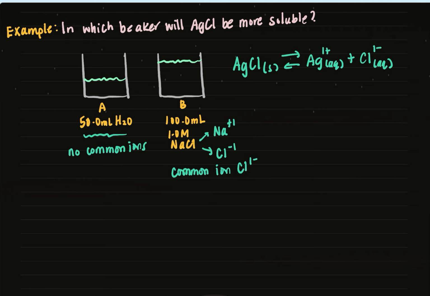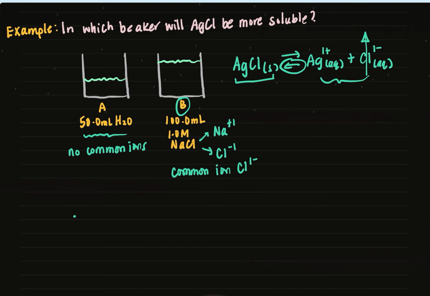Once again, what will that do? That's going to increase the concentration of chloride you have in beaker B. That will cause Ag ions and chloride ions to collide. With a greater concentration of chloride ions, my equilibrium shifts backwards, creating more AgCl solid in beaker B. So in which beaker will the AgCl be more soluble? It's going to be more soluble in A, because you don't have any common ions that are going to change the position of your equilibrium.